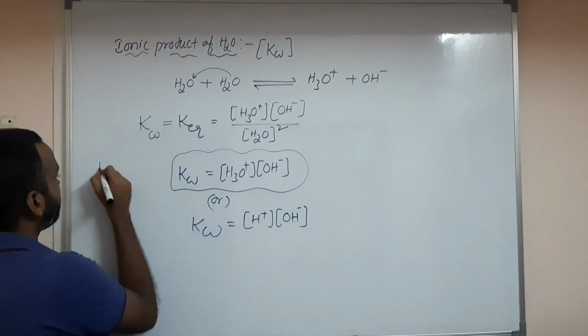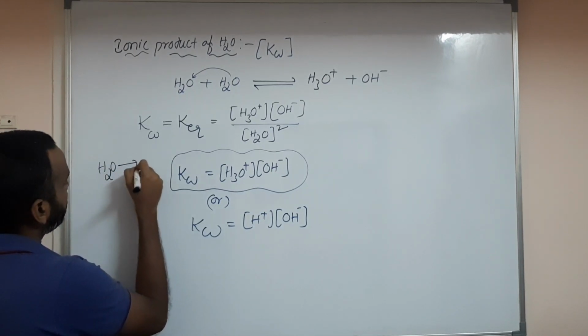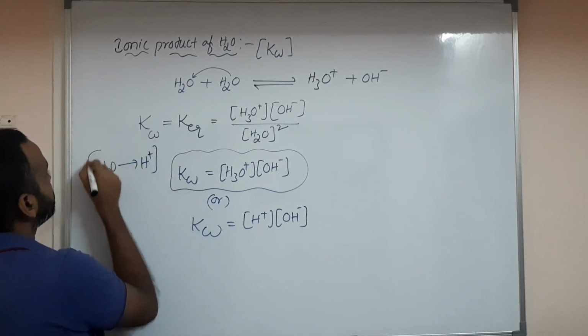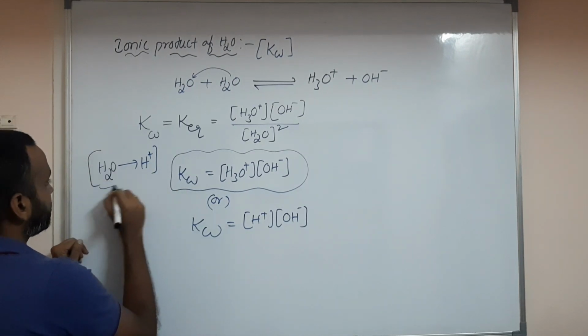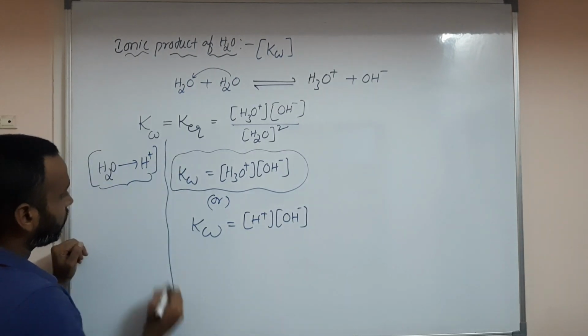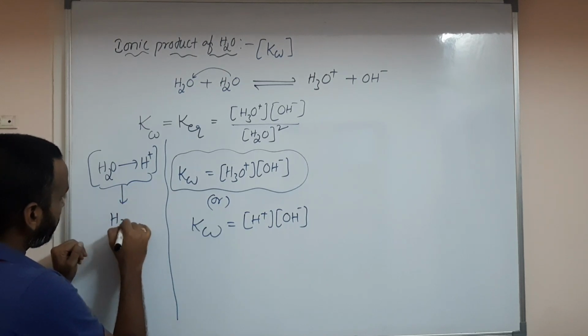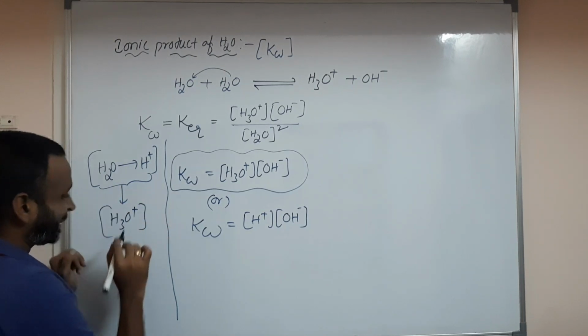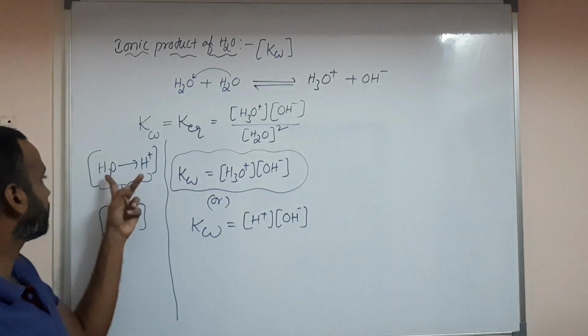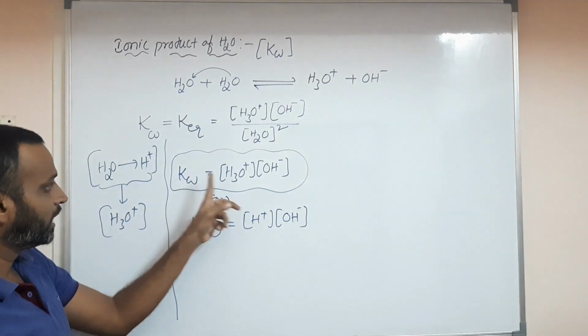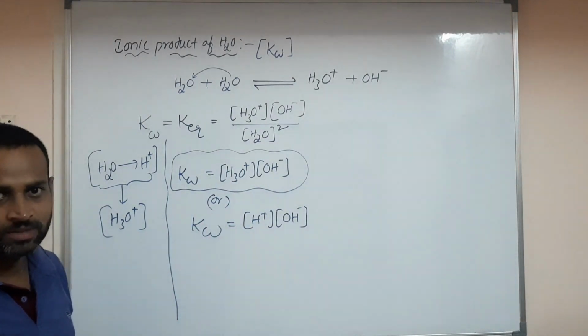H3O plus is nothing but, everybody knows, H2O donating a bond with H plus. Water is neutral, so H plus combined with water is called H3O plus. So we will have H plus concentration only, because H3O plus is nothing but H plus.